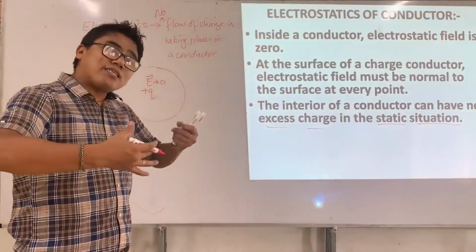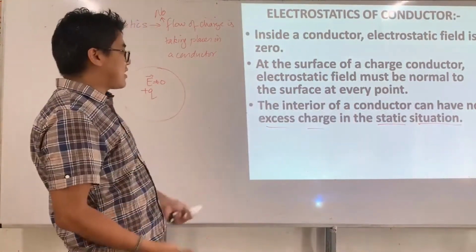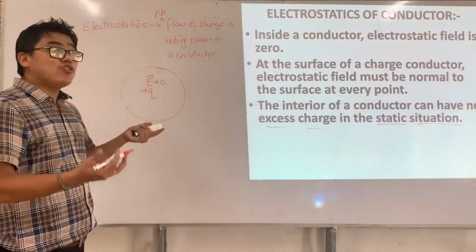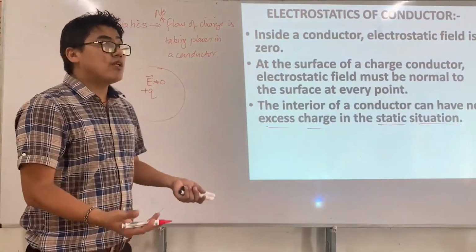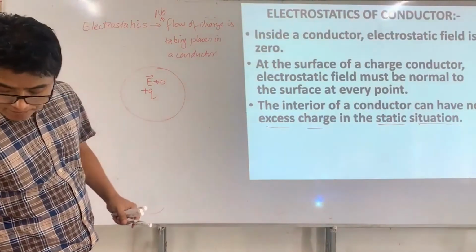Every time I just take the opposite of this, I contradict it and then prove it. When I have an excess number of charge, then the electric field is non-zero inside the conductor, which is not true. Why is it not true? Then there will be a flow of charge. Alright, so point number 3 is done.